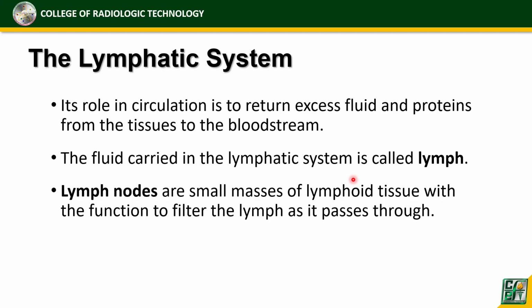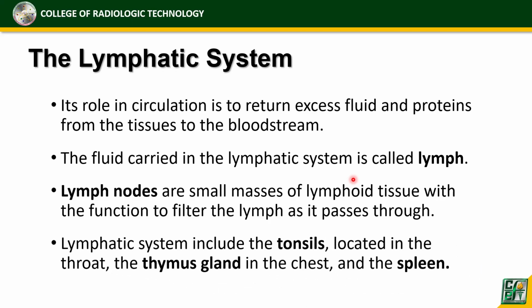So, saan pa matatagpuan yung mga kulani natin? So, sa likod ng tenga, pababa sa may leeg, papunta sa may armpits, ay ganun din sa lower extremities, meron tayo sa may singit, pababa sa lower extremities. Okay? So, the lymphatic system includes the tonsils, okay, which is located in the throat, the thymus gland in the chest, and the spleen.